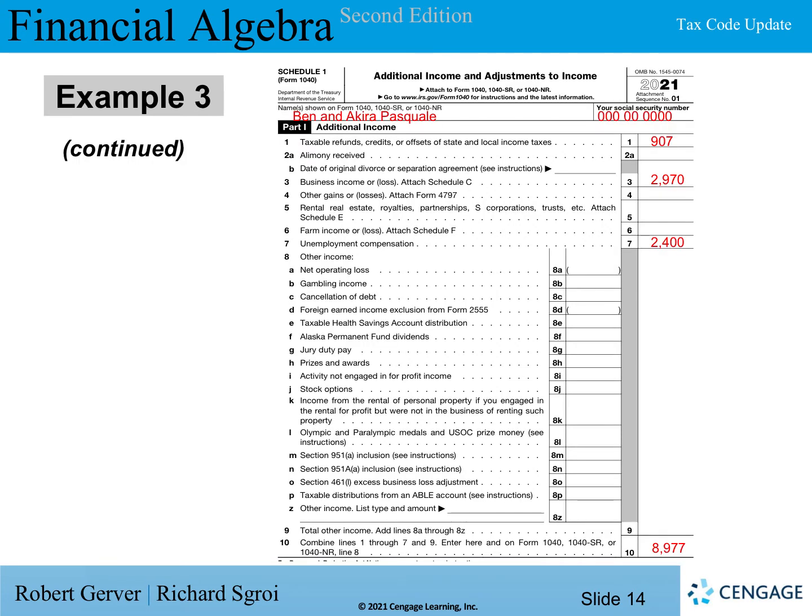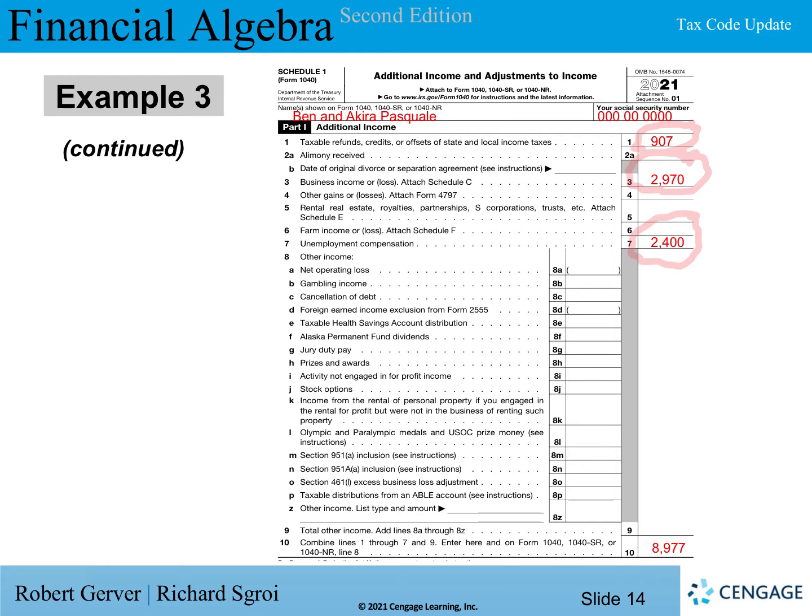Well, using the information provided, you'll notice they have taxable refunds, credits, or offsets of state and local income tax. That's $907, put up here on line 1. They have business income, which they put on line 3, of $2,970. And then they have unemployment compensation, which they put on line 7, of $2,400.